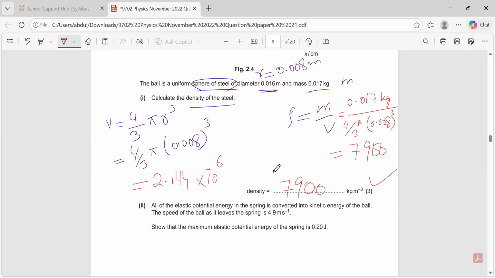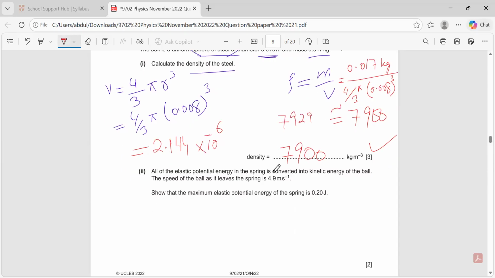Okay, let me place this in the formula then. That is 0.017, that is the mass, over 2.144 times 10 raised to the power of -6. As I'm simplifying, my dear son, that is 7929. So we have rounded it off to 7,900, and here this is 2.144. So we are rounding it off to the nearest 100. Two significant figures is our preference in general.